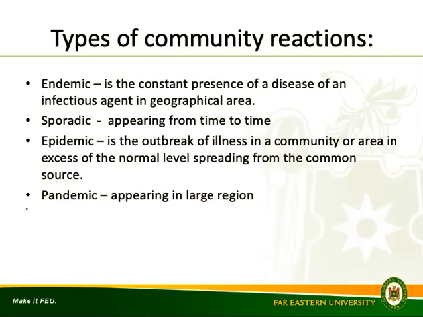Cluster refers to an aggregation of cases grouped in place and time that are suspected to be greater than the number expected, even though the expected number may not be known. While pandemic, on the other hand, refers to an epidemic that has spread over several countries or continents, usually affecting a large number of people.